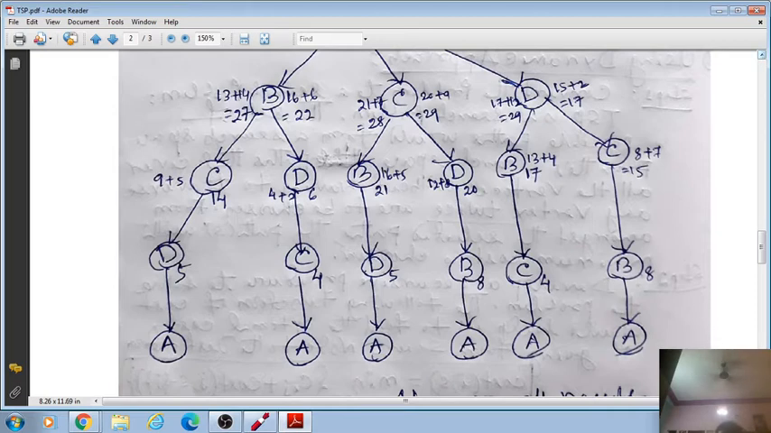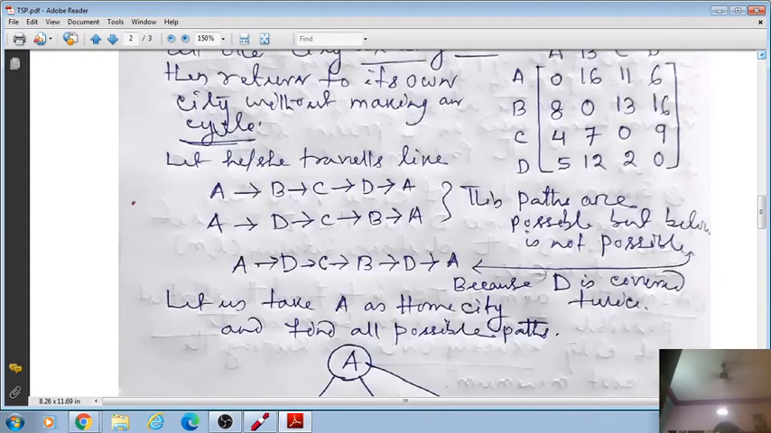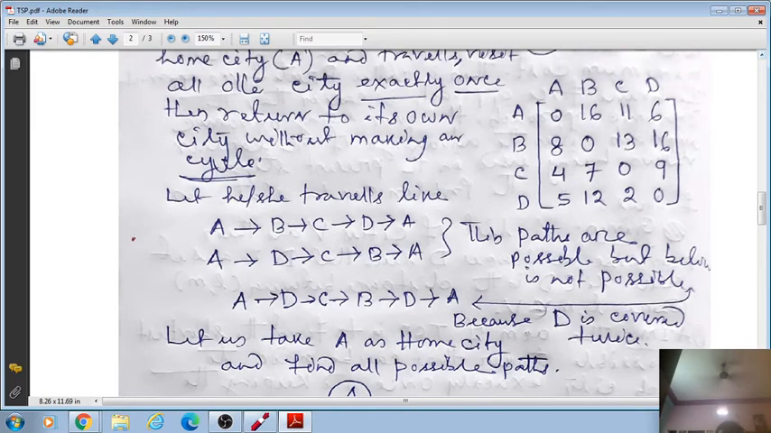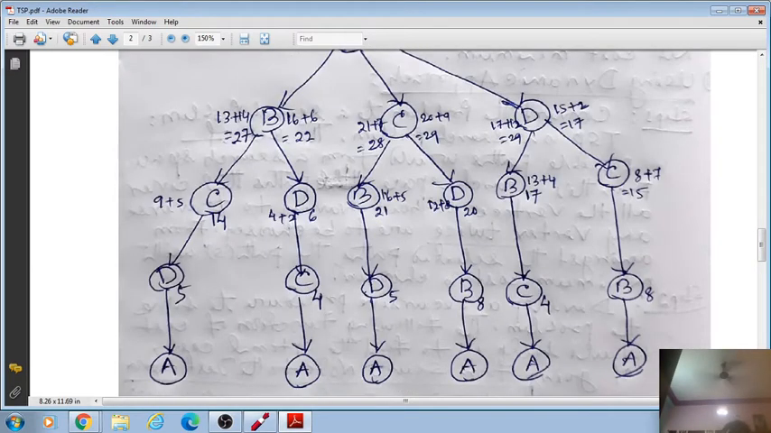C to D is exactly 14. In that path, C to D is 9 and the visited 5, so 9 plus 5 is 14. So at that point it will be 14. Similarly for B to C: it is already 14, but the B to C distance is 13. So 14 plus 13 is 27.